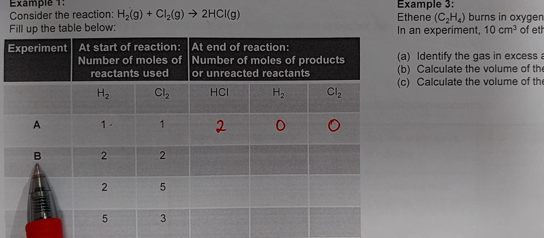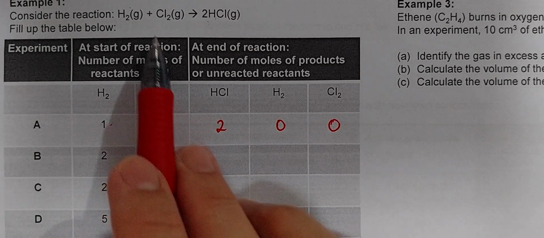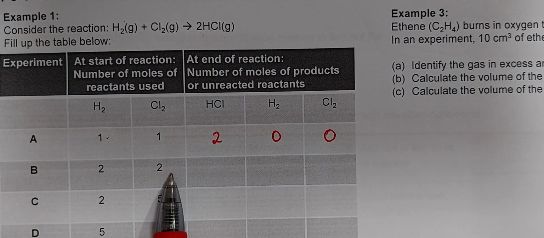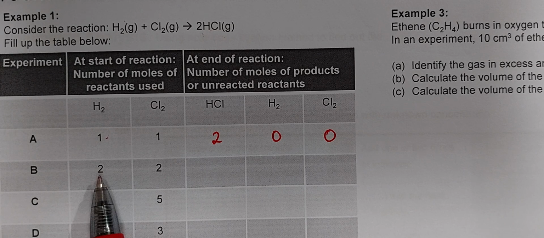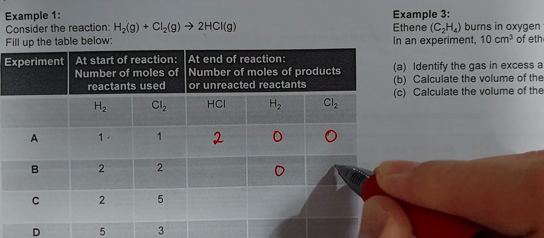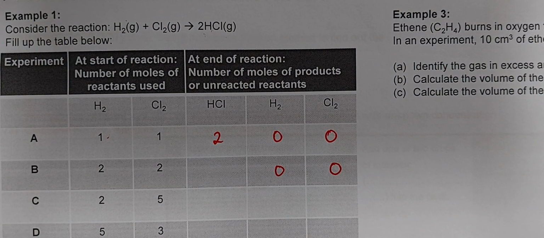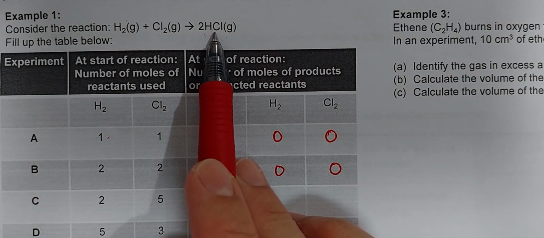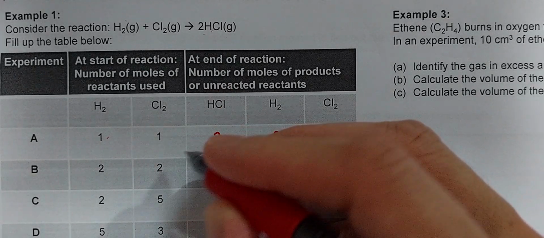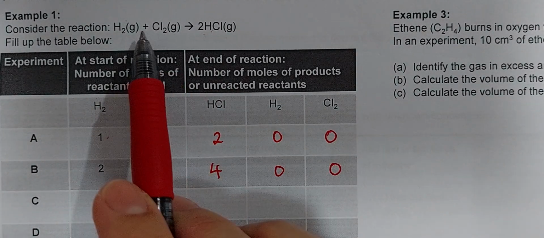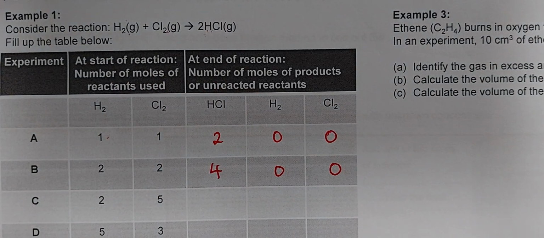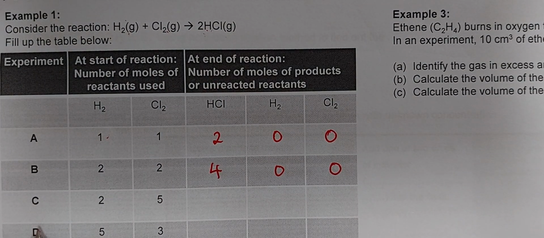Let's look at experiment B. You have 2 mole, 2 mole. Let's look at the mole ratio. Mole ratio is 1:1, so 2 would be to 2. Which means both these 2 moles of hydrogen and chlorine will be used up at the end of the reaction. And how much HCl will be formed? You will form 4 mole, because 1, 1, 2. So 2, 2, 4.